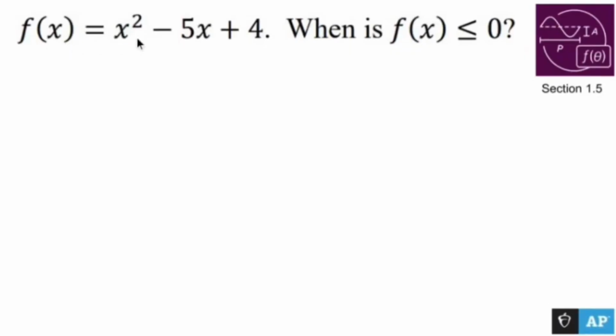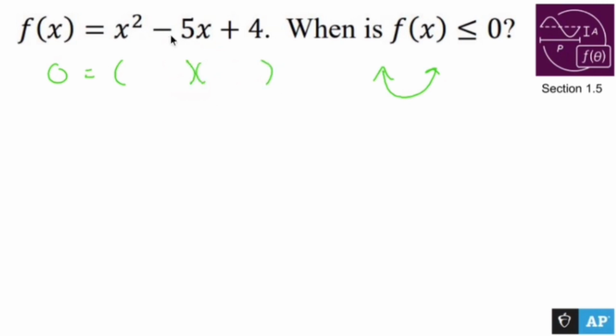F of x equals x squared minus 5x plus 4. When is my function less than or equal to 0? Well, this is what I have. I have a positive leading coefficient quadratic, so I know my graph is going to look like this. What I don't know is what my zeros are. So let's factor this guy out and find out what my zeros are.